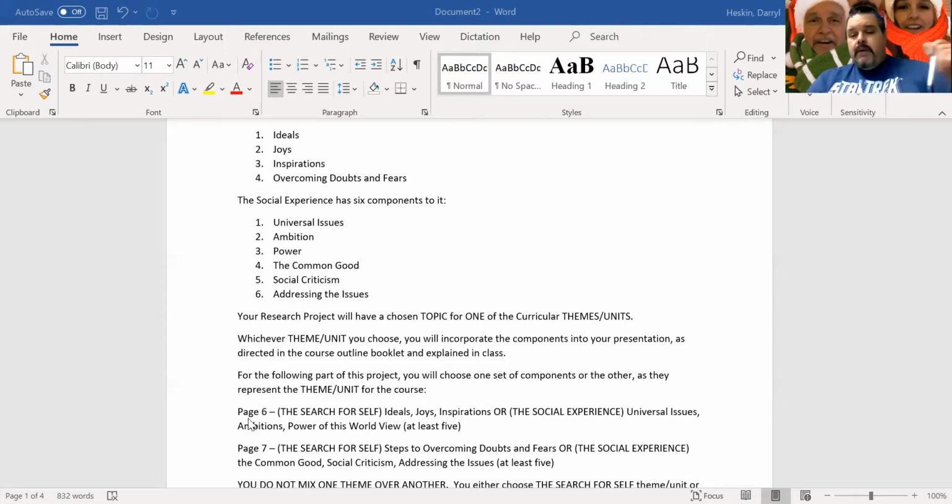So we have page 6. Keep in mind the page numbers are going to be different for you. We have the Search for Self, that's the left side, and that's the ideals, joys, and inspirations. If you are doing Search for Self, you are doing just that side, and then you disregard the rest. If you choose the social experience side, then of course you have universal issues, and ambition and power of this worldview.